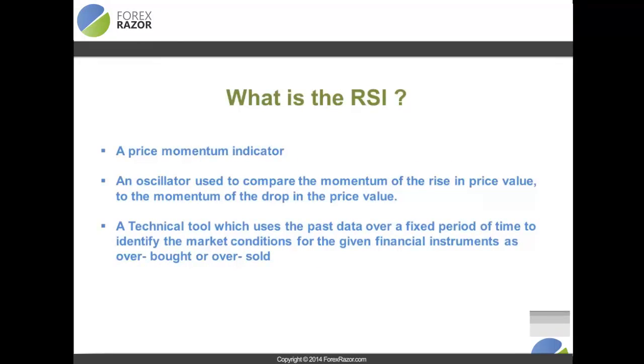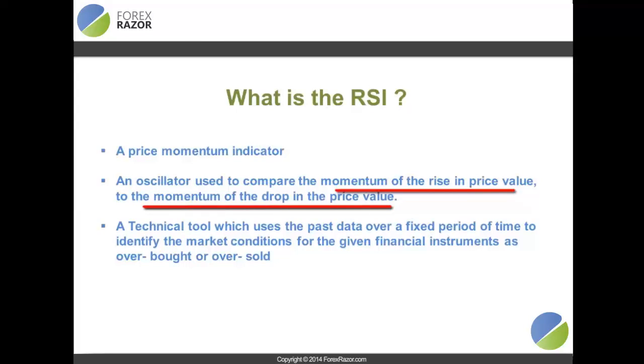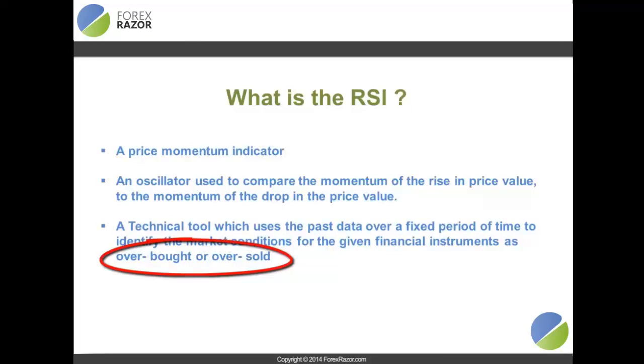So what is the RSI? RSI, as mentioned, stands for the Relative Strength Index. It is a momentum indicator like the MACD, which we covered in the previous video. This indicator is used to compare the momentum of the rise in the price value to the momentum of the drop in the price value. It is a technical tool that helps identify the market conditions for a given financial instrument as overbought or oversold.